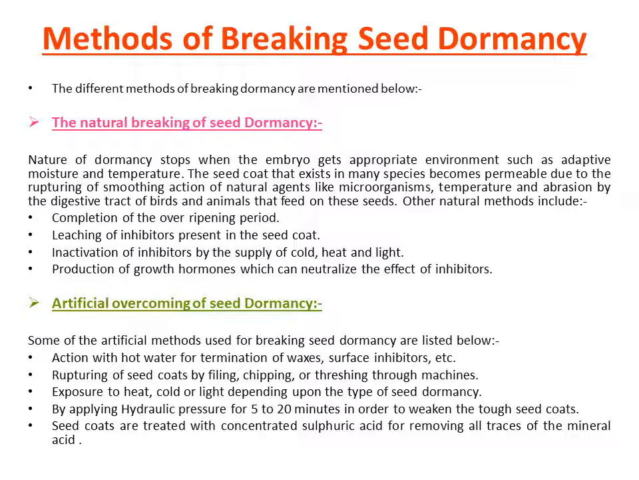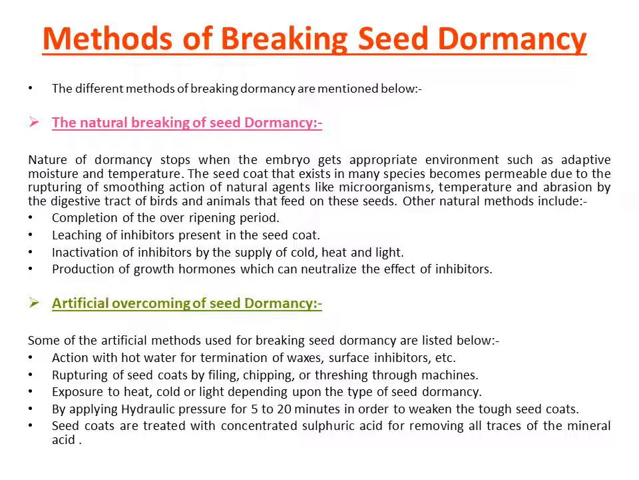These are the natural types of breaking of seed dormancy. Artificial overcomes of seed dormancy are action with hot water for termination of wax, surface inhibitor, etc. Rupturing of seed coat by filing, chipping, or threshing through machines. Exposure to heat, cold, or light depending upon the type of seed dormancy.